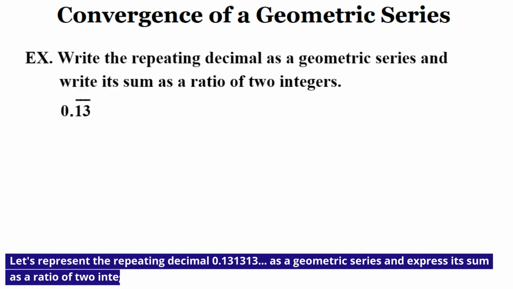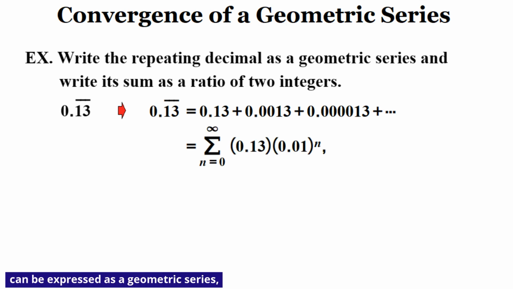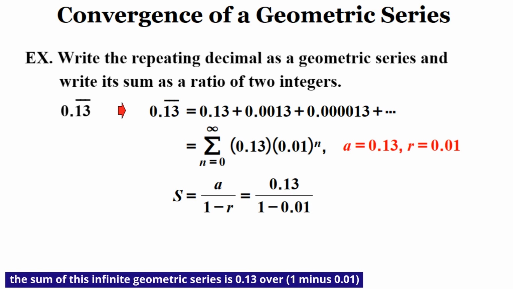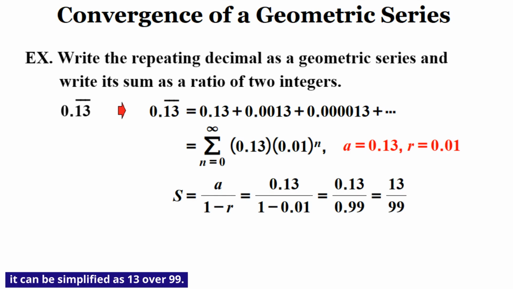Let's represent the repeating decimal 0.1313... as a geometric series and express its sum as a ratio of two integers. The repeating decimal can be expressed as a geometric series, where the first term is 0.13 and the common ratio r is 0.01. As the common ratio satisfies the convergence condition, the sum of this infinite geometric series is 0.13 over 1 minus 0.01, which equals 0.13 over 0.99. It can be simplified as 13 over 99.